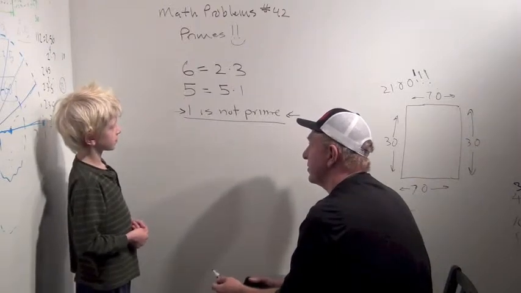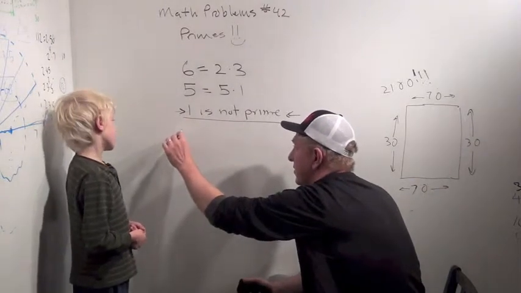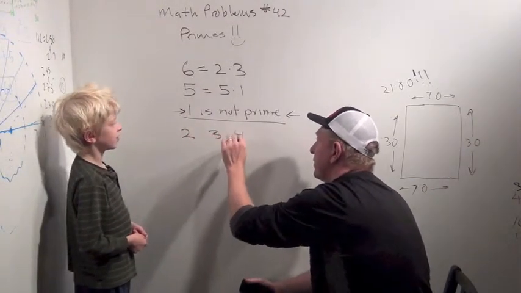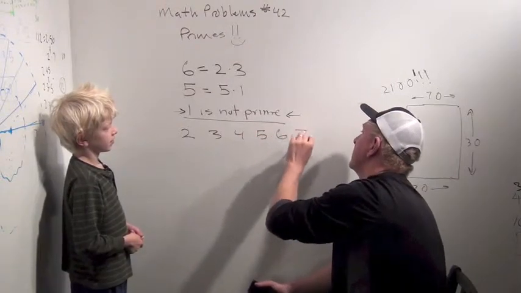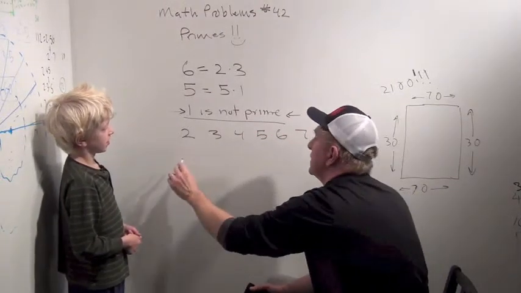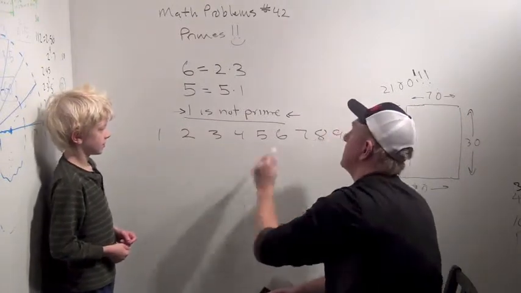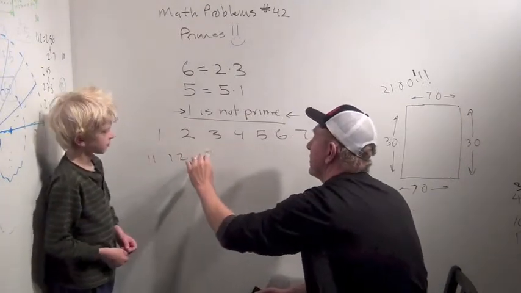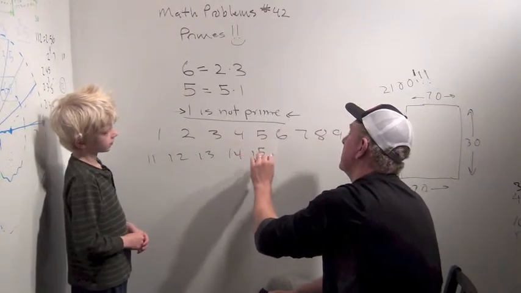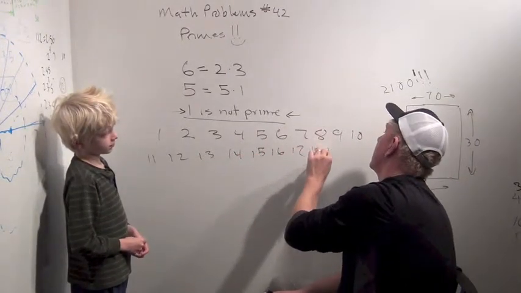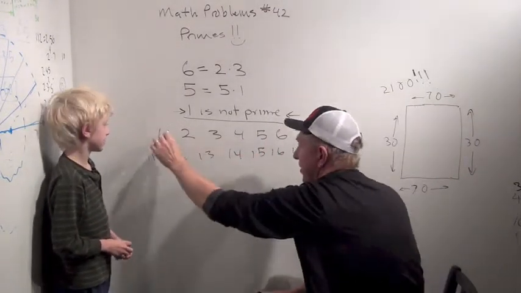Okay, so let's write down some of the prime numbers. So let's start with 2, 3, 4, 5, 6, 7, 8, 9. Actually, I'll put 1 there and we'll cross it out. 10, 11, 12, 13, 14, 15, 16, 17, 18, 19, and 20. Okay, 1 is not a prime by definition.